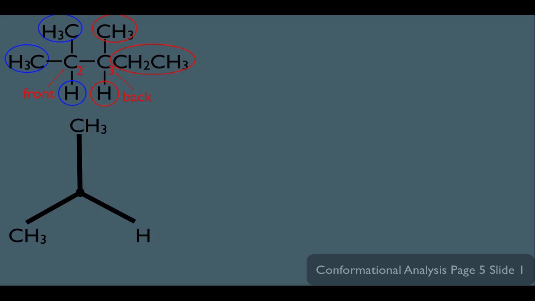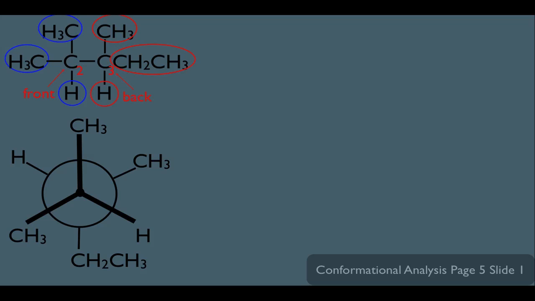And now remember, we want all 3 staggered, so let's start out with the back carbon staggered, and let's place our 3 items. And since we're not concerned about energy, we could randomly place them anywhere. So let's put a methyl right here, let's put the ethyl down here, and let's put that last hydrogen right here. So this is one of his staggered structures.